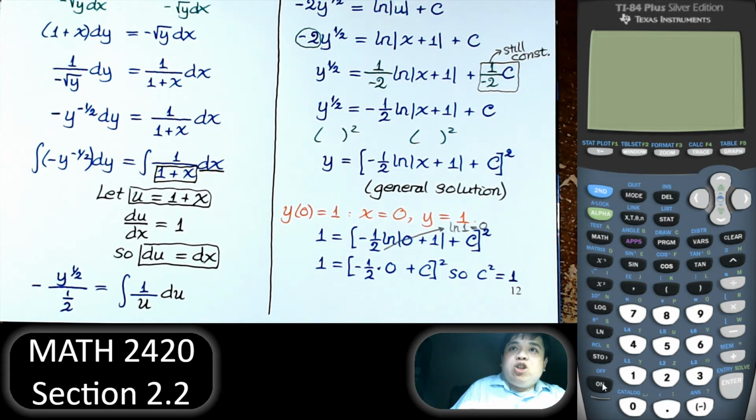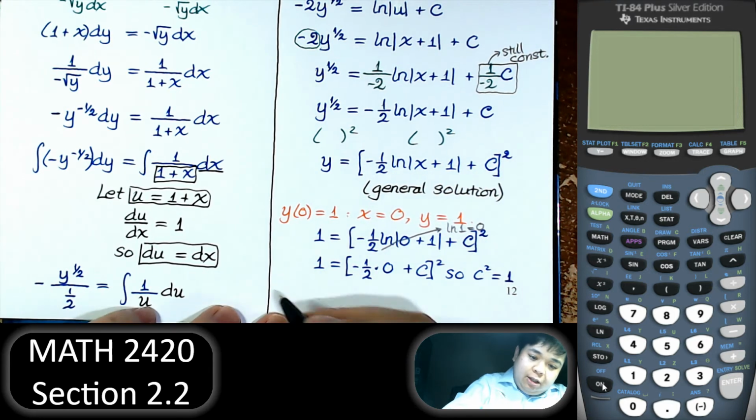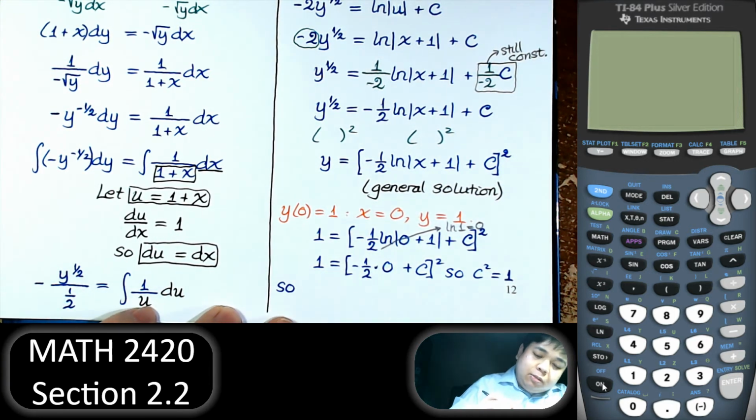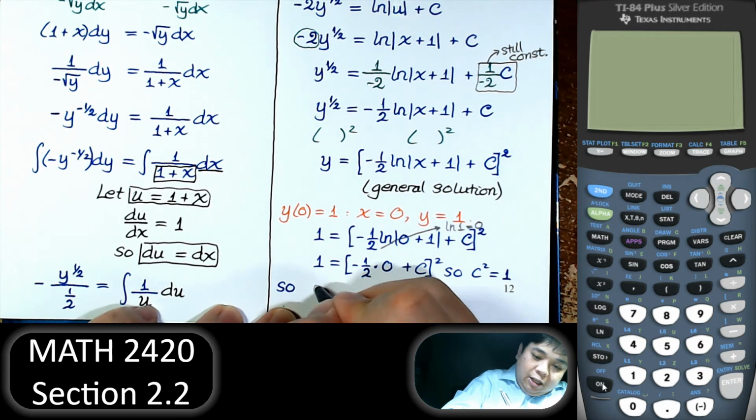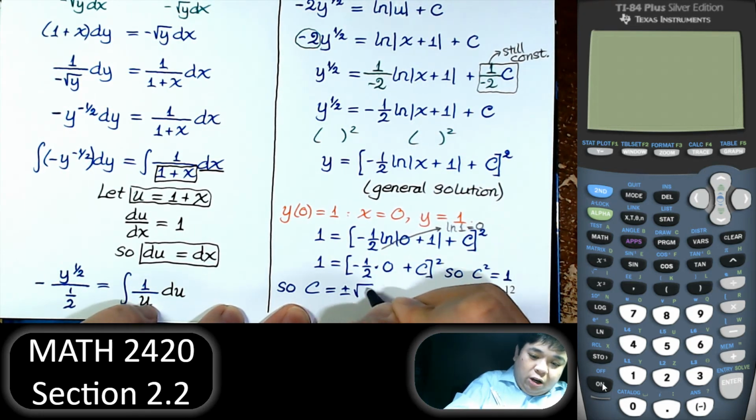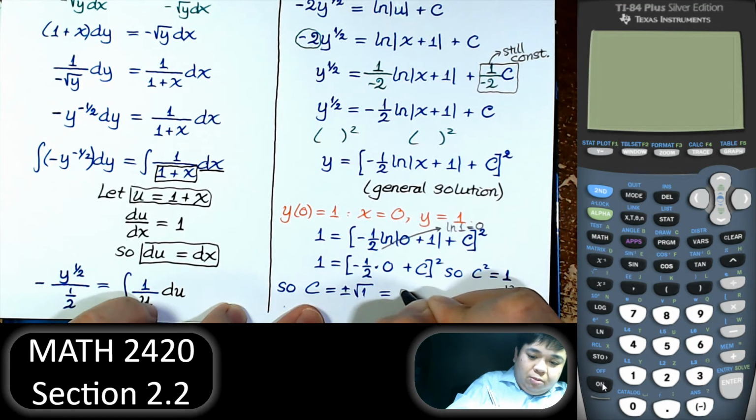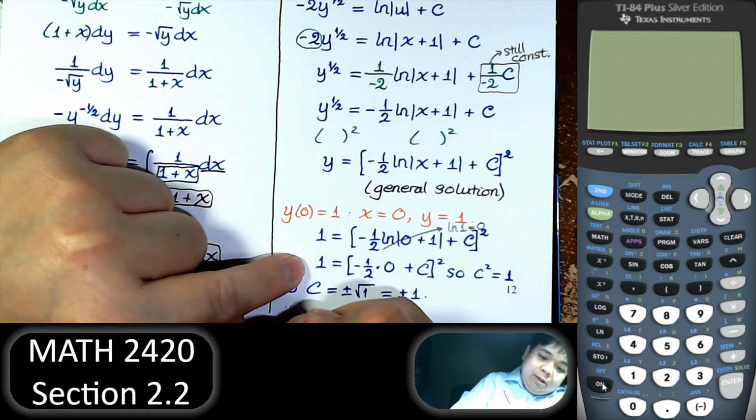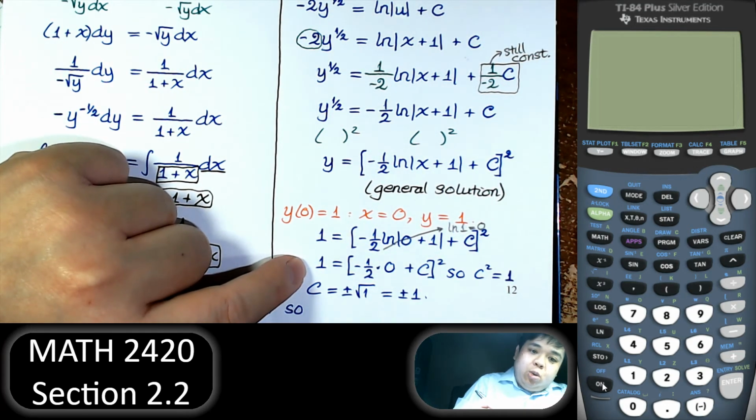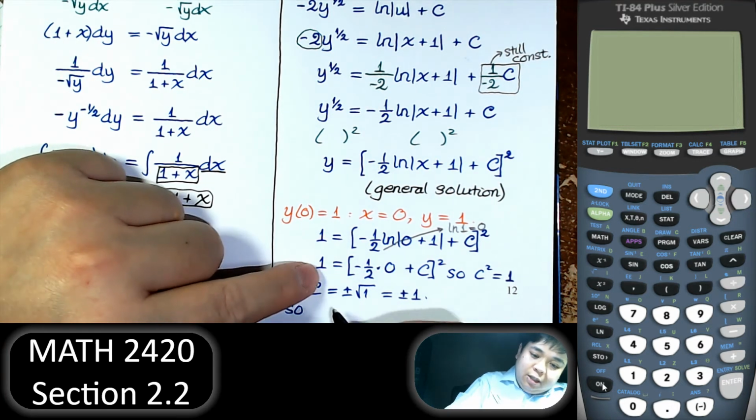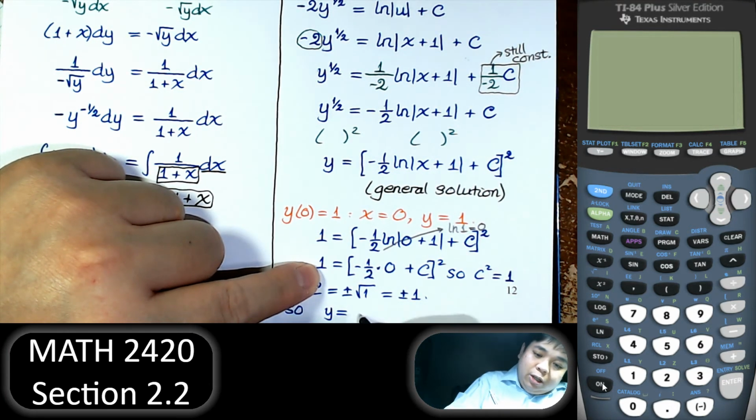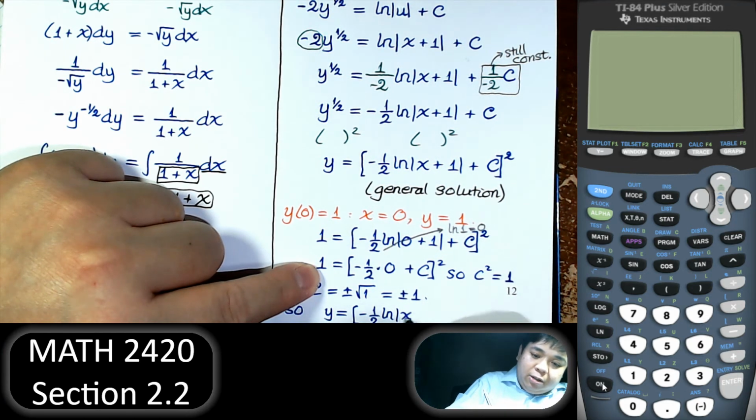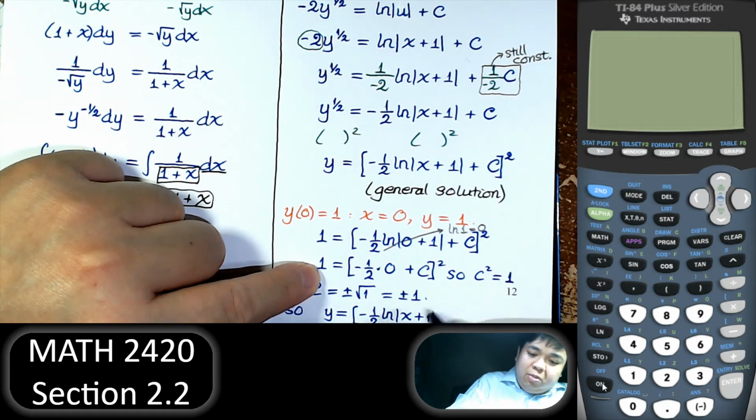Be square root of plus or minus square root of 1, which is plus or minus 1. Right? So c is equal to plus or minus square root of 1, or just plus or minus 1. And we substitute back into our problem. So we have the solution y equal to -1/2 ln of x plus 1 plus or minus 1.